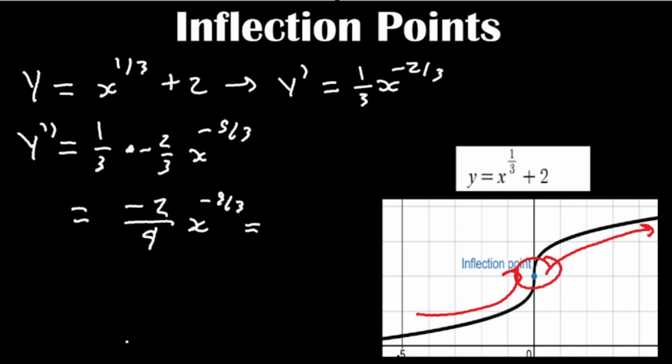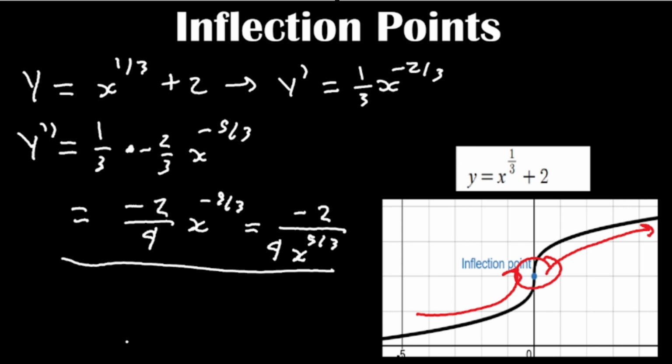Because of this negative, we can bring this x to the negative 5/3 to the denominator and make the exponent positive. So we'll get negative 2 over 9 x to the 5/3. If you notice, when we plug in 0, this whole thing will be undefined because we have x to the 5/3 in the denominator. So this is a possible inflection point because y double prime, our second derivative, is undefined at x equals 0.